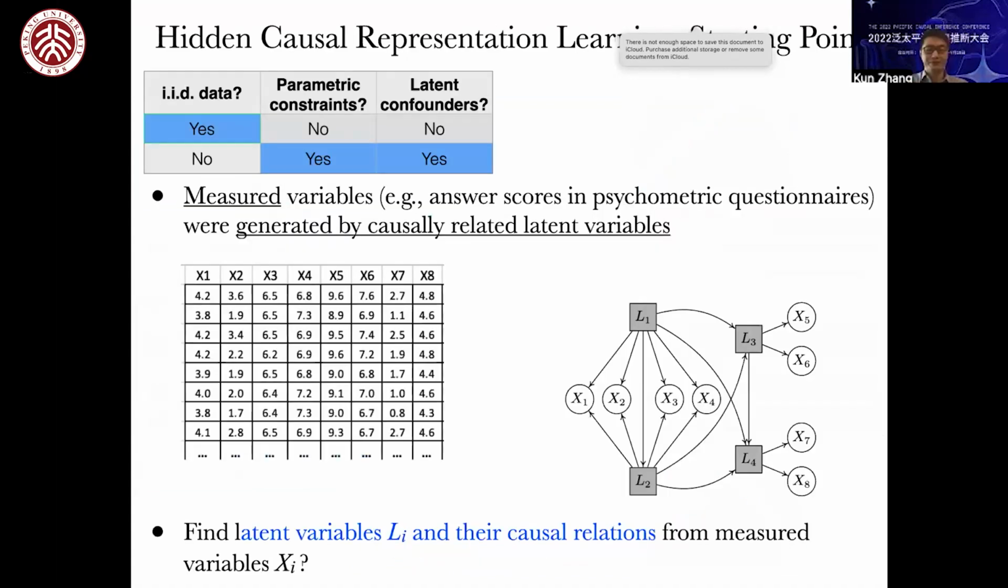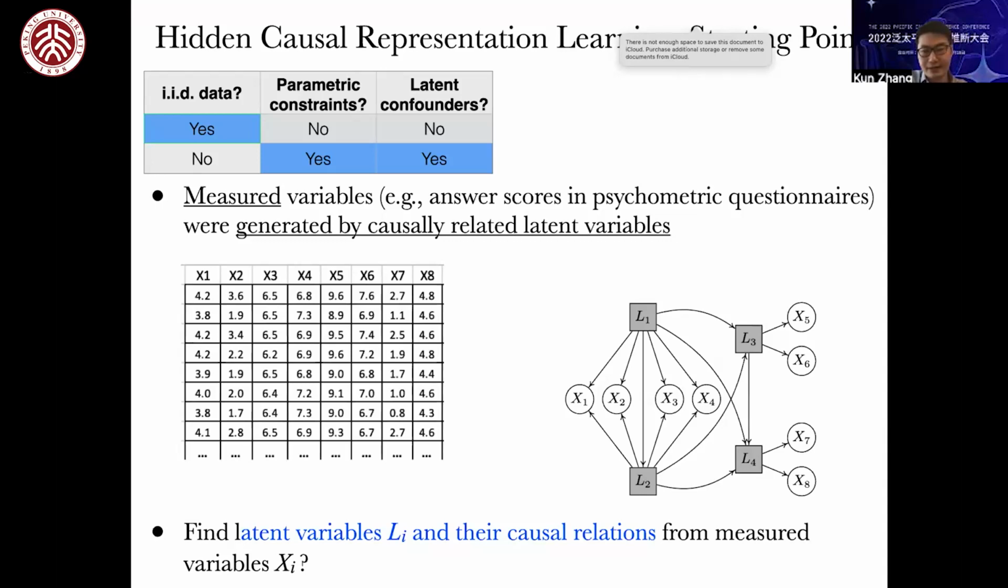Now let's go further. In many cases, the measured variables do not have a causal relation in between. Instead, they were generated by some latent variables, right? I always use this example in psychometric studies: you have answer scores to a questionnaire. Clearly, they are not directly causally related, but they are reflections of the underlying mental conditions. Mental conditions may be related. How can we solve this problem?